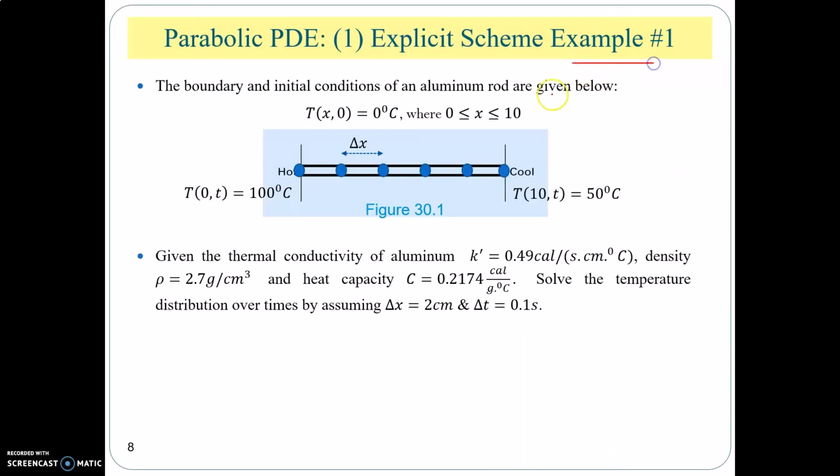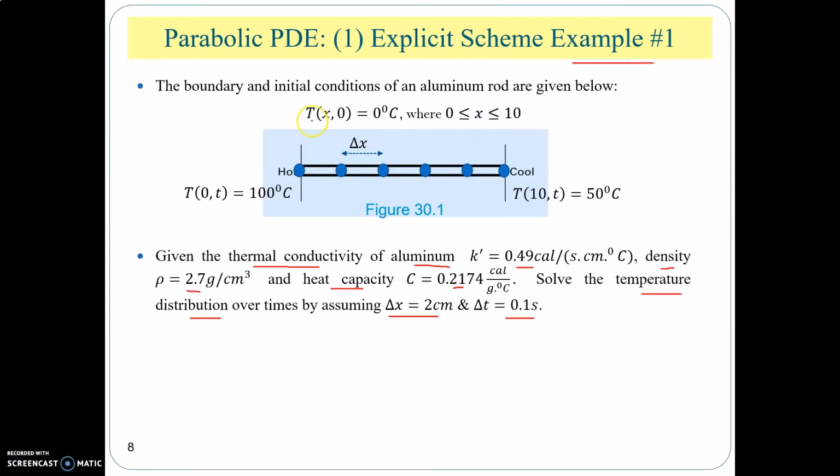In this example, we are given the thermal conductivity of the aluminum rod, which is equal to 0.49, the density of the aluminum is given by 2.7, and the heat capacity is 0.2174. So we are going to find the temperature distribution by assuming delta x equal to 2 cm and the time is changed with respect to 0.1 second.